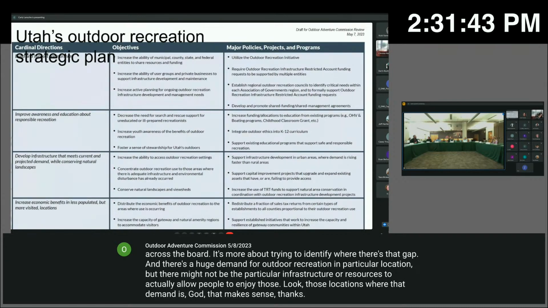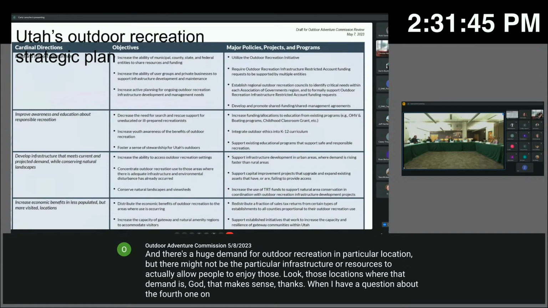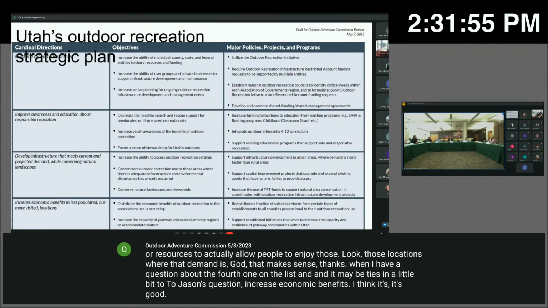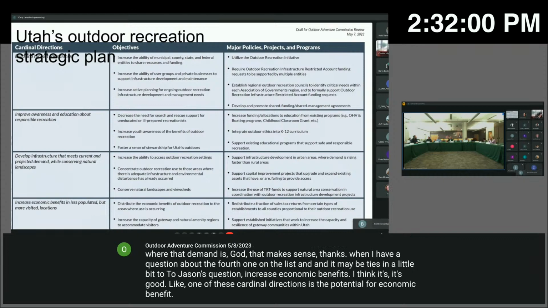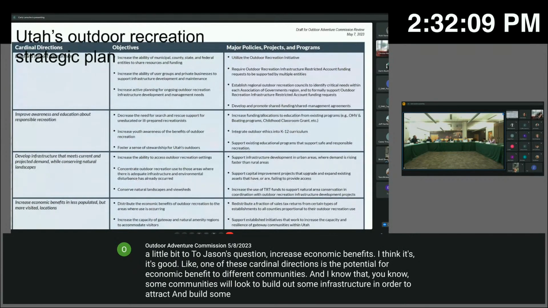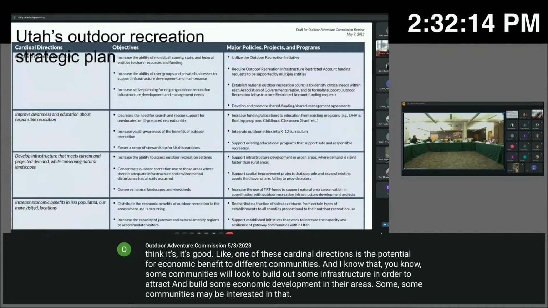Well, and I have a question about the fourth one on the list, and it maybe ties in a little bit to Jason's question. Increase economic benefits. I think it's good. One of these cardinal directions is the potential for economic benefit to different communities, and I know that some communities will look to build out some infrastructure in order to attract and build some economic development in their areas. Some communities may be interested in that more than others. Others may want to keep people out. I've heard that as well.